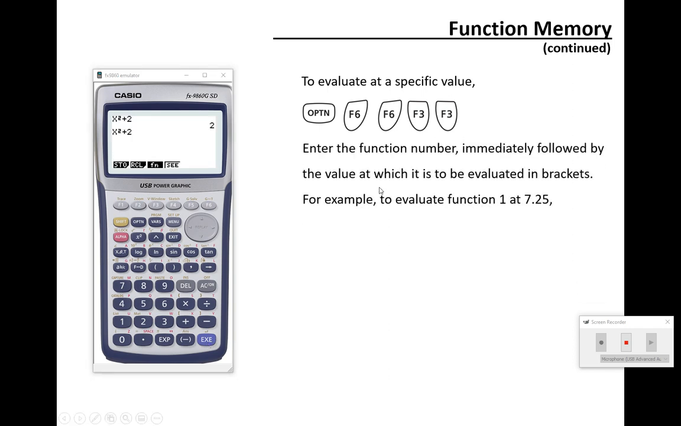Okay, now this is the important line. Enter the function number immediately followed by the value you want to evaluate at. So I go function 1, and then I put in brackets what I want to evaluate it at. So I want to evaluate it at, say, 5. Function 1 at 5. Why 1? Because it's the first function in the memory, and then when I plug that in, I get my 27 or whatever I want to put in there.